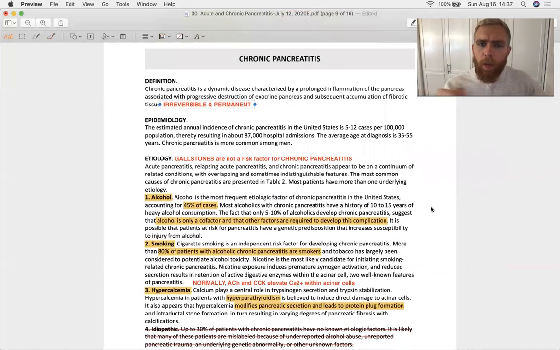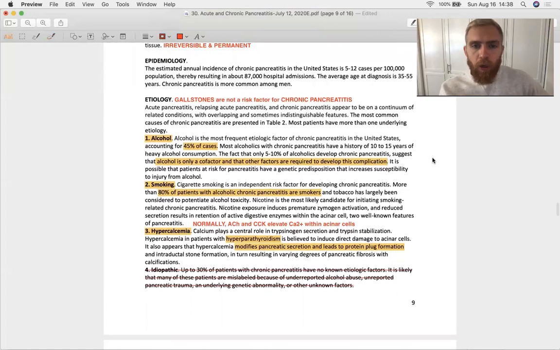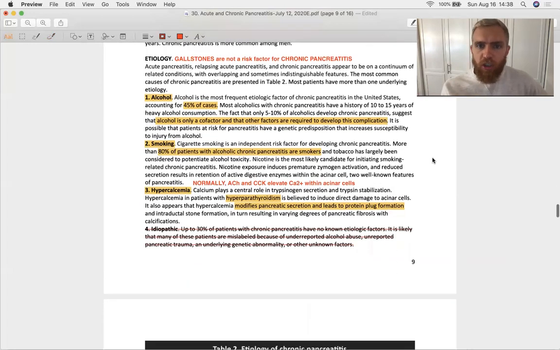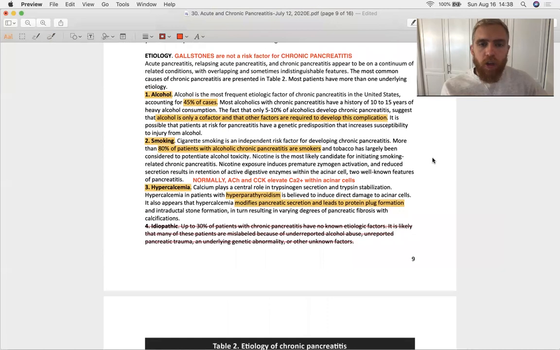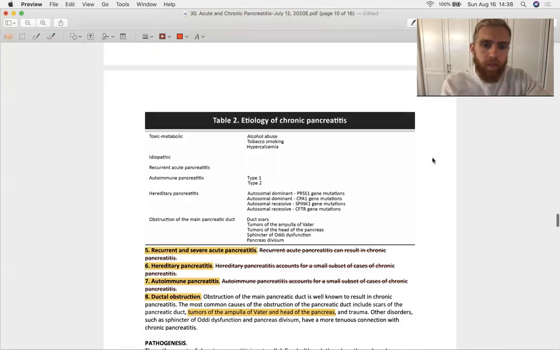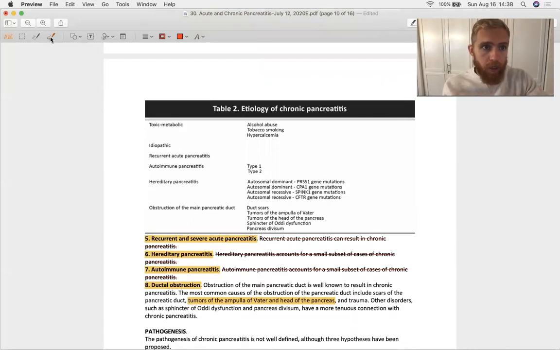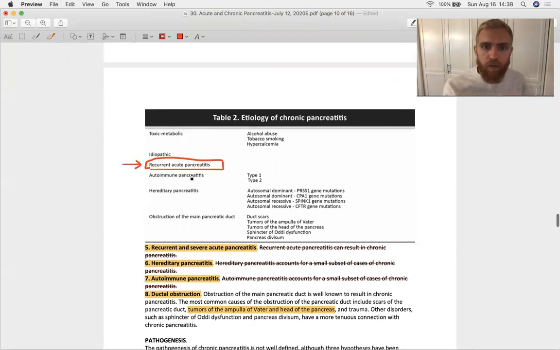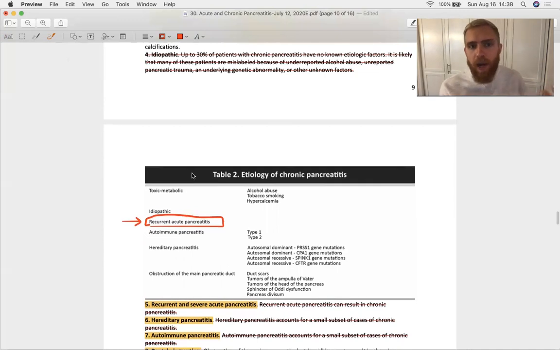So that was a lot. Let's talk about chronic pancreatitis. Chronic pancreatitis is irreversible and permanent. And when we look at the risk factors or the etiology section for chronic pancreatitis, there's a lot of overlap, with the exception being that gallstones are not a particular risk factor for chronic pancreatitis. However, recurrent acute pancreatitis, that is a confirmed risk factor for chronic pancreatitis, and gallstones can give you acute pancreatitis. So I suppose it's an indirect risk factor, but not a major one.